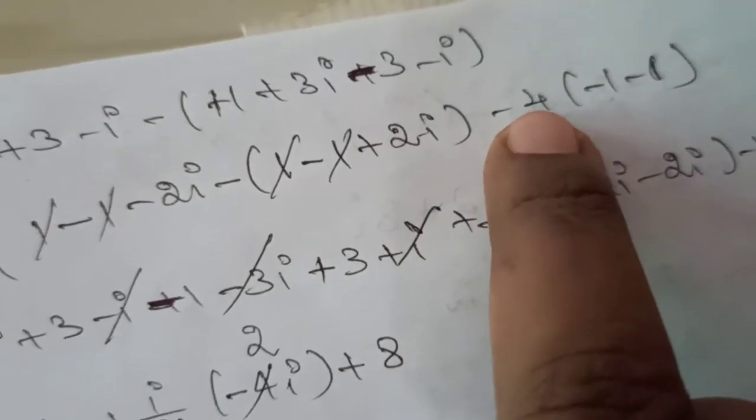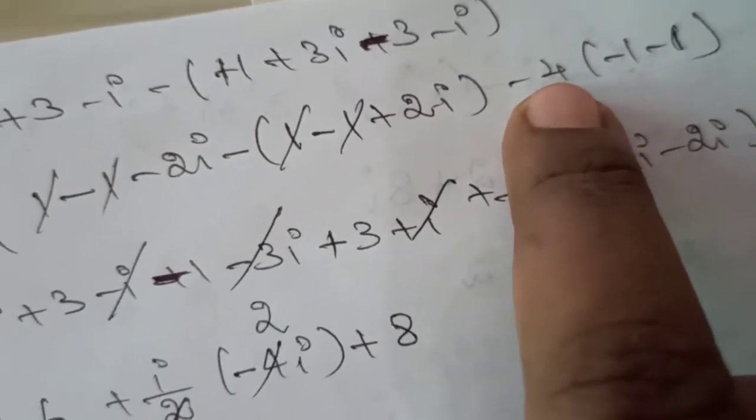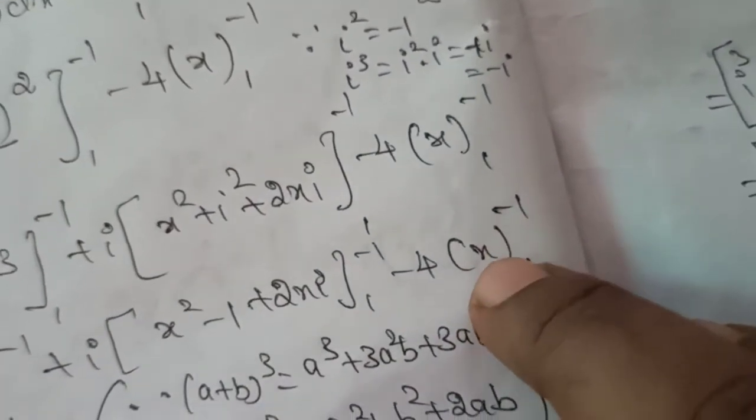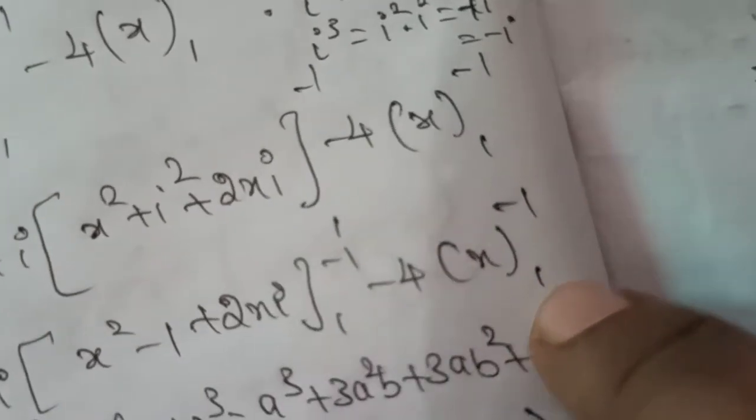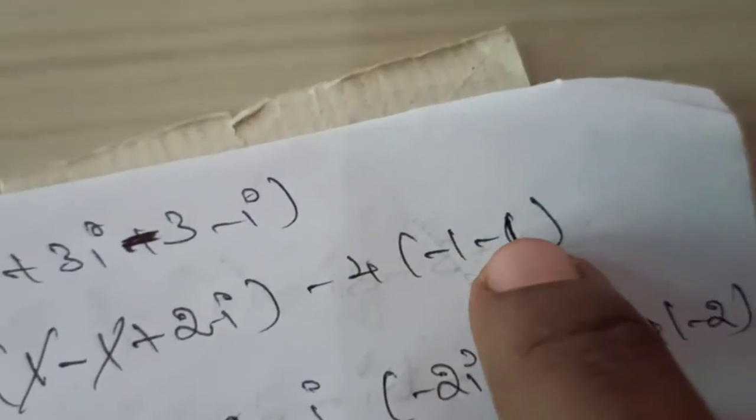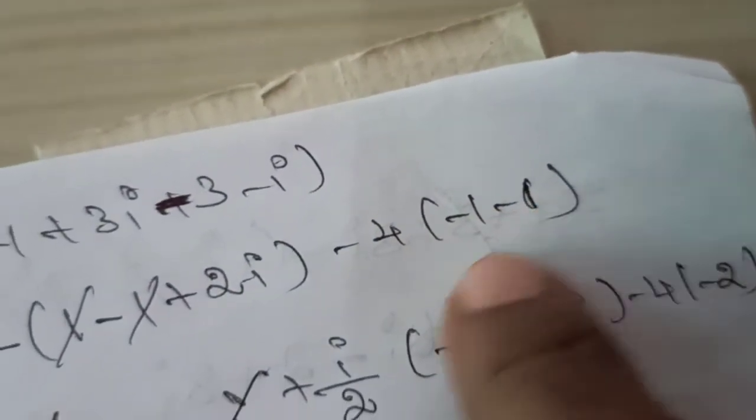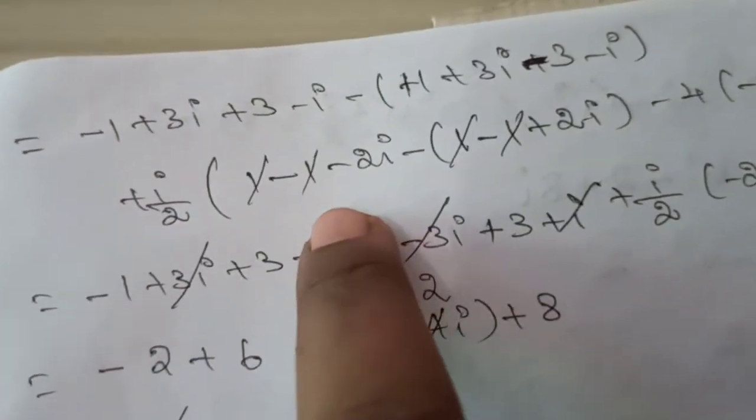Next we go to the last term, applying the limits value: minus 4 into x value. Substitute the upper value minus 1, lower value plus 1. So minus 1 minus of 1. That is minus 4 into minus 1 minus 1 minus of 1. Here we cancel this value.